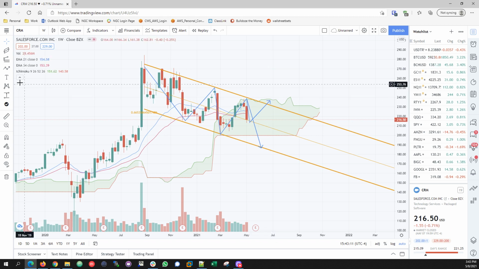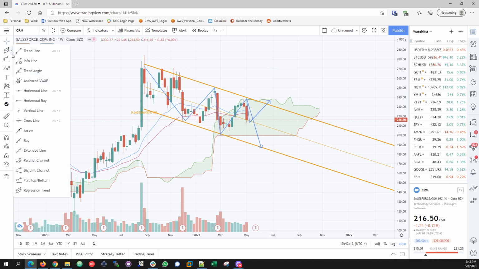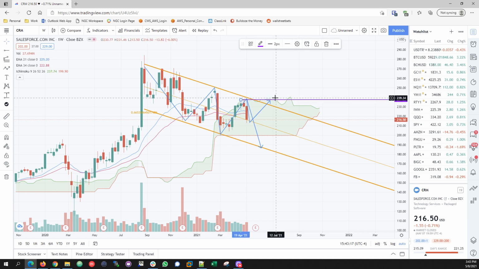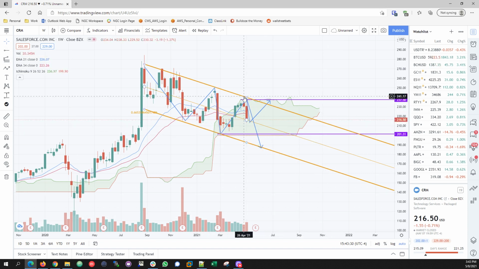I think 237 is a very critical point of resistance right here, which is basically your previous top from last week, and also the cloud top. So that's where things are going to get very interesting. Other than that, your next support line is going to be $200. So you could be trading in this range right here.